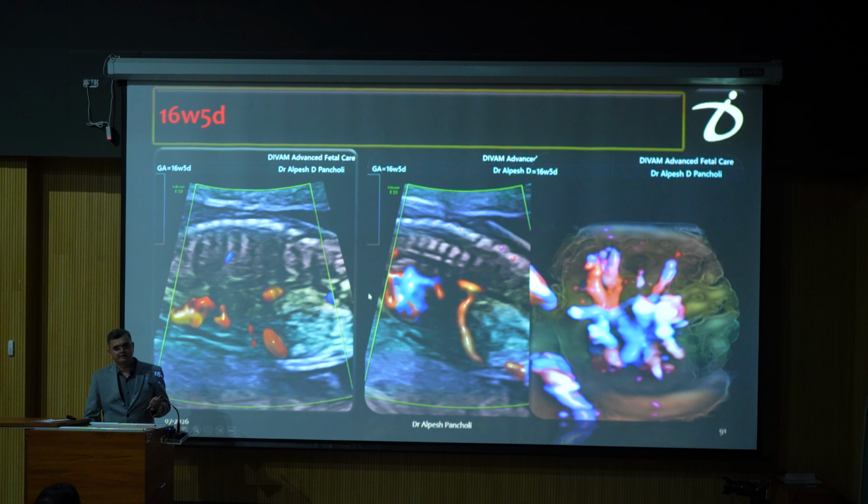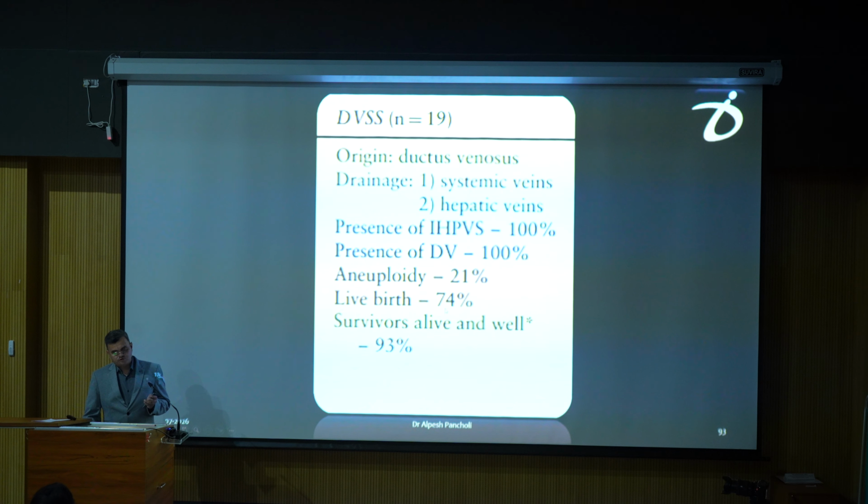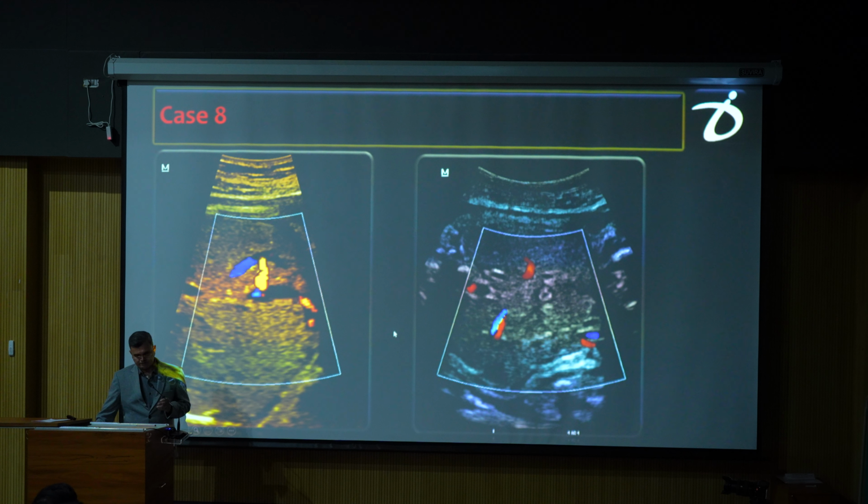And this is the normal intrahepatic portal system development. This is an anomaly scan, normal portal system. So type 2, the origin is ductus venosus. It can drain into systemic vein or hepatic vein. The presence of intrahepatic portal system is in 100% of the cases. DV is present in 100% of the cases. But this type of anomaly has a higher rate of aneuploidy in about 20 to 21% of the cases. Live birth and alive and well survival are about 90% of the cases.